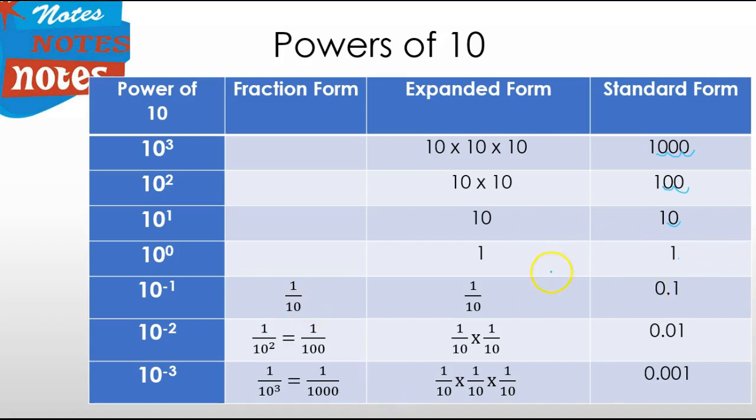10 to the negative first, the decimal was after the 1, and I just moved it 1 place to the left because I have that negative exponent. The next one, 10 to the negative second, I moved it 2 places to the left. The next one, if I put the decimal after the 1, I moved it 3 places to the left.